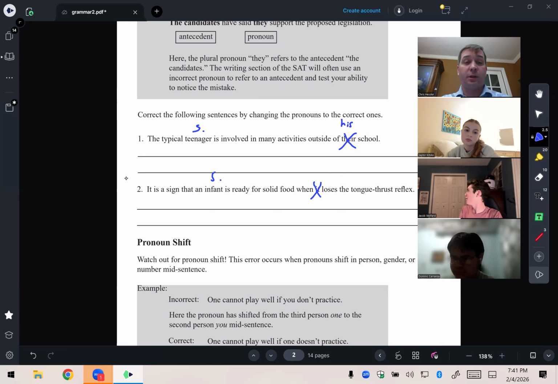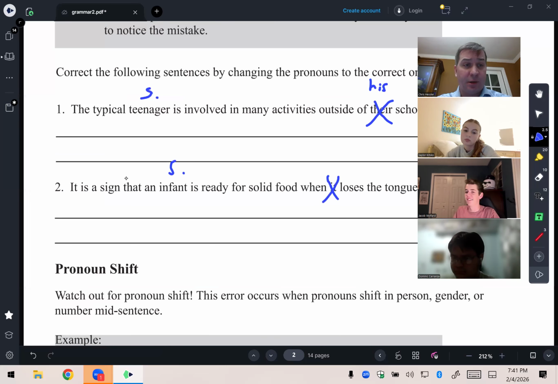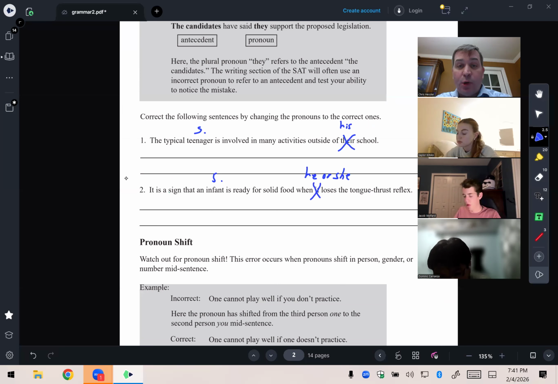We should use both, and this has been true for about 100 years. It is a sign that an infant is ready for solid food when he or she loses the tongue thrust reflex. I don't know if they knew about the tongue thrust reflex 100 years ago, but they would have just said it is a sign that an infant is ready for solid food when he loses the tongue thrust reflex, because this has changed over time.